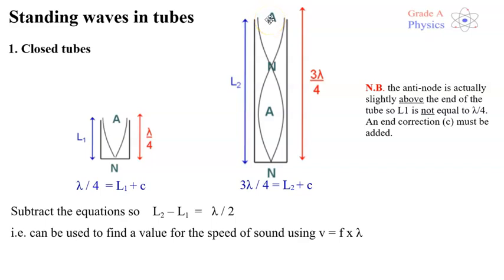So measuring C is very, very difficult to do. We don't know what it is. However, we can see that it's the same C in each case. So if I subtract the left-hand formula from the right-hand formula, then we end up with L2 minus L1 is equal to 3/4 lambda, take away lambda over 4, which is lambda over 2, and the C's cancel. So we could use this method for working out the wavelength of the wave we were looking at, and if we know the frequency, then we can calculate the velocity, v equals f times lambda.